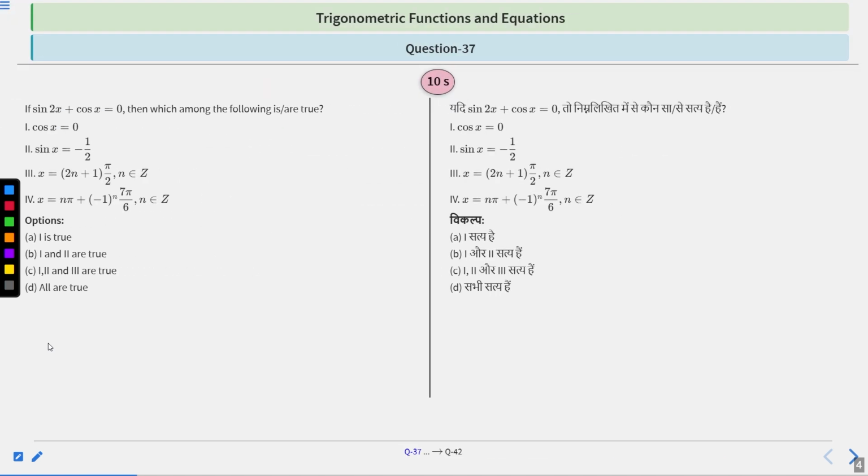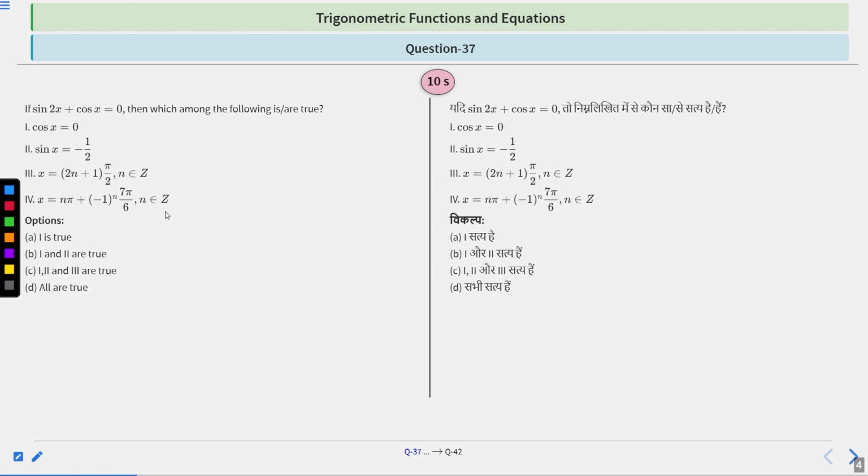Let's start with question number 37, which says if sin 2x plus cos x is equal to 0, then which of the following is or are true? First statement is cos x equal to 0. Second is sin x equal to minus 1 by 2. Third is x is equal to (2n plus 1) pi by 2, where n belongs to Z. Z means integer. Fourth is x is equal to n pi plus (minus 1) to the power n times 7 pi by 6, where n belongs to Z, which is integer. So we have to find which of the statements given above are true.